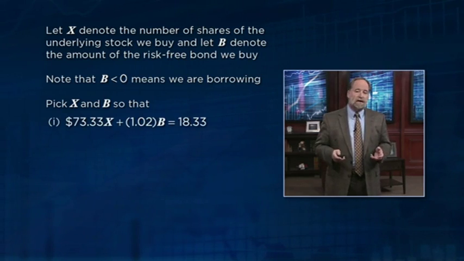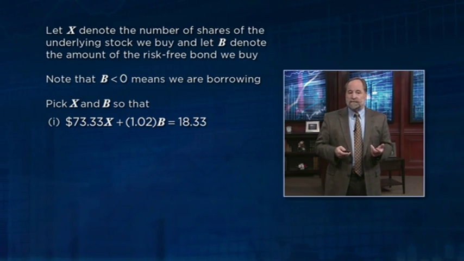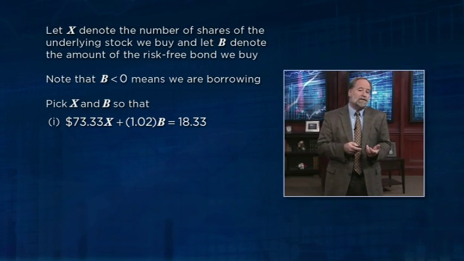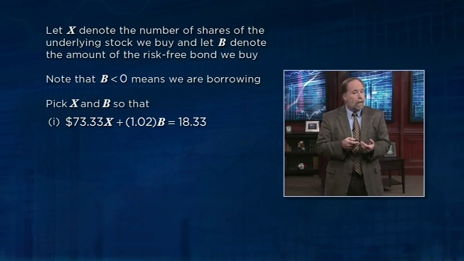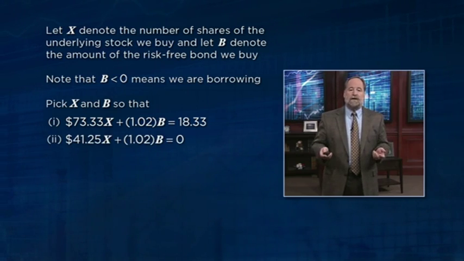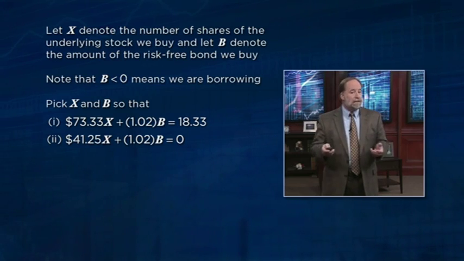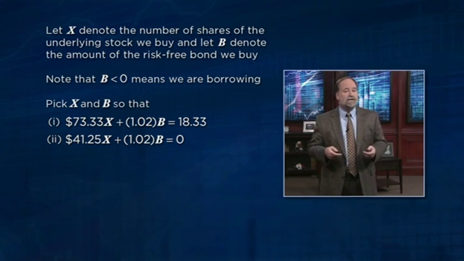The first equation is X times 73.33 plus B times 1.02 has to equal $18.33. So in other words, if we have X shares of the stock and the price turns out to be $73.33, and we have B units of the bond, that B units of the bond is going to grow 2% from $1 to 1.02, that portfolio will be worth $18.33, but only in the event that the stock price goes up to $73.33. The second equation that we need to solve is X times $41.25 plus B times 1.02. That has to equal 0. That means we're replicating the payoff on the option when the stock price falls.